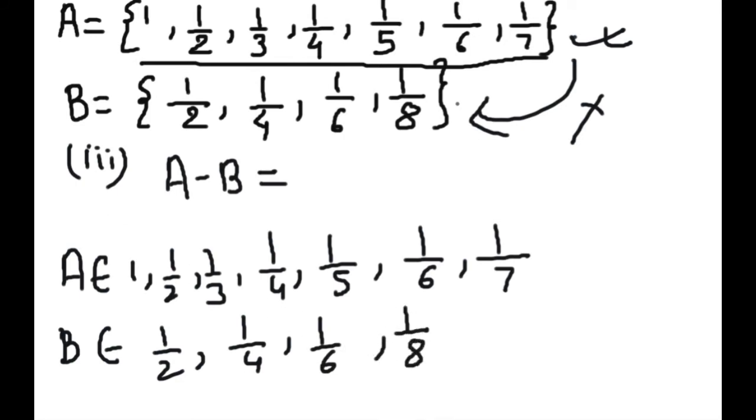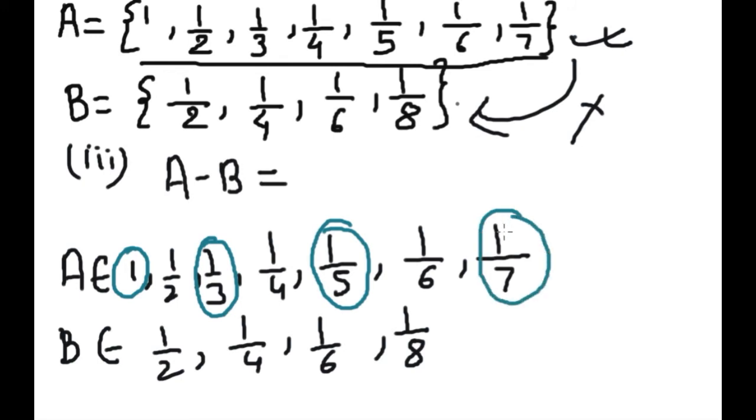अब हम वो element को निकालेंगे जो कि B में नहीं है. A में 1, 1 B में नहीं है. 1 by 3 भी B में नहीं है. 1 by 5 भी B में नहीं है. And 1 by 7 भी B में नहीं है. ये 4 elements B में नहीं है. These 4 elements are not present in B.